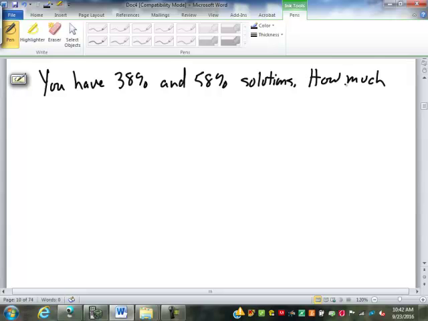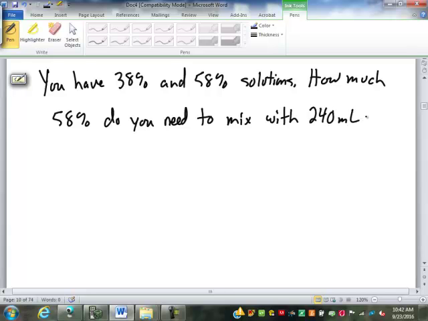How much 58% do you need to mix with 240 milliliters of 38% to create a 43% solution?